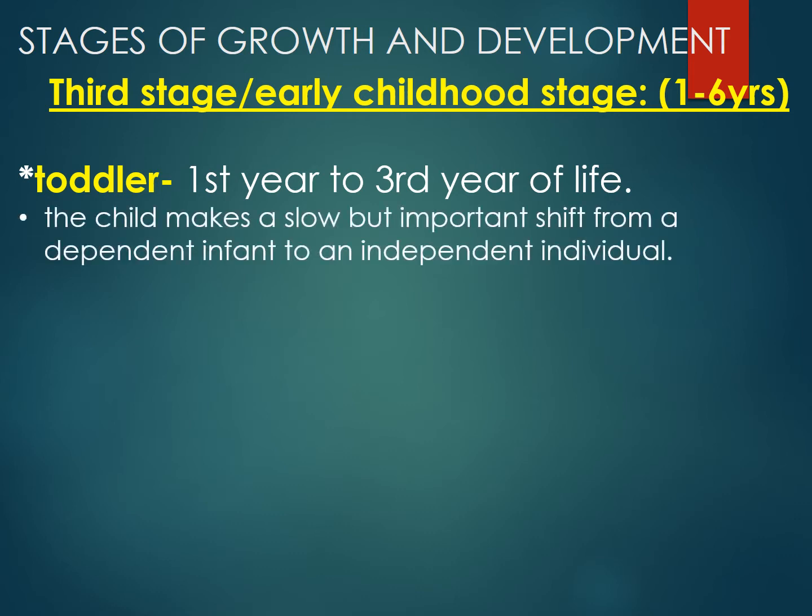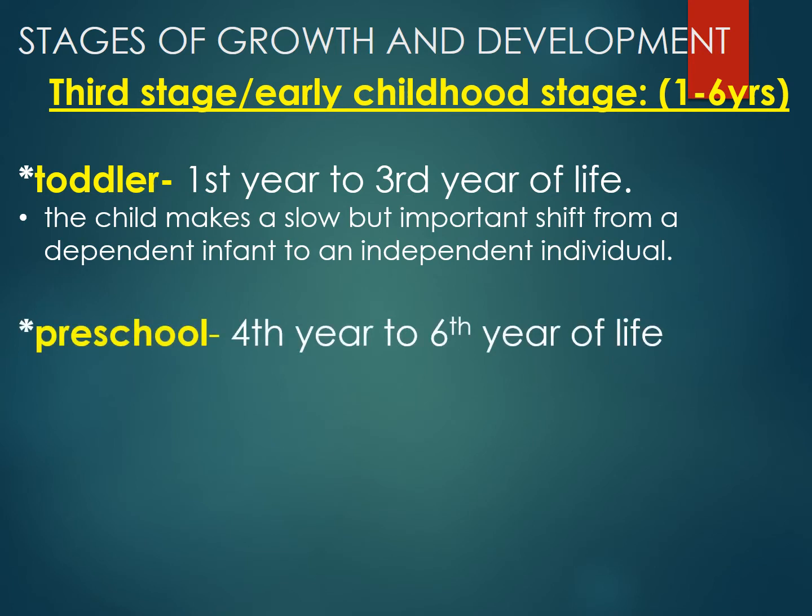Now, during this stage, the child makes a slow but important shift from being a dependent infant to an independent individual. During the toddlerhood period, the child will already start to do things on his or her own. So kung dati, pag yung infancy pa lang siya, I should say, the child depends on the mother for activities like feeding, activities like urination, defecation. Pero dito po sa toddlerhood, the child is already attempting to do those things on his own.